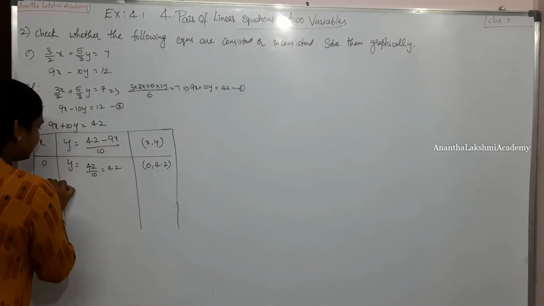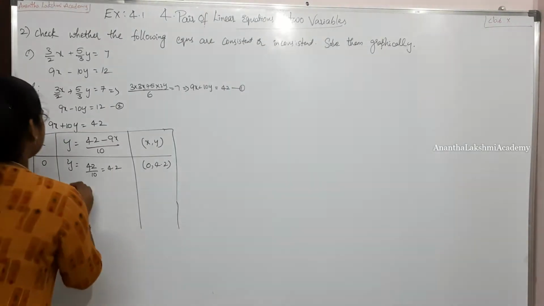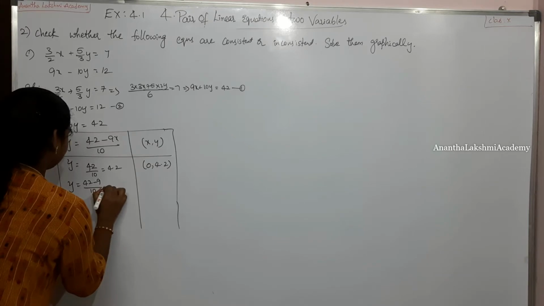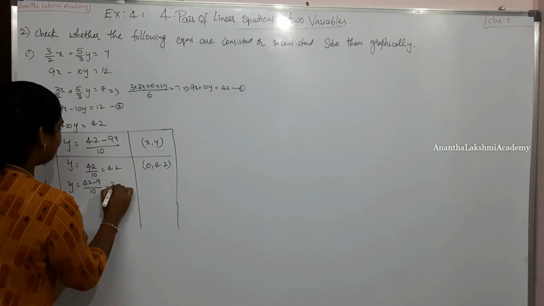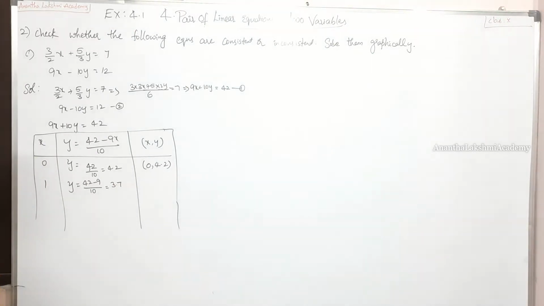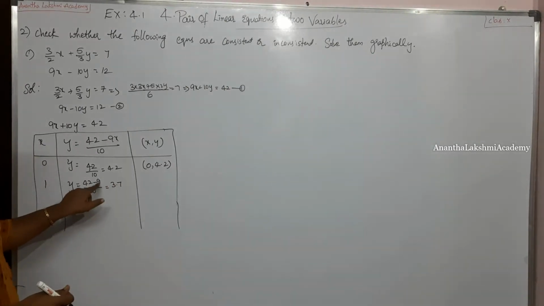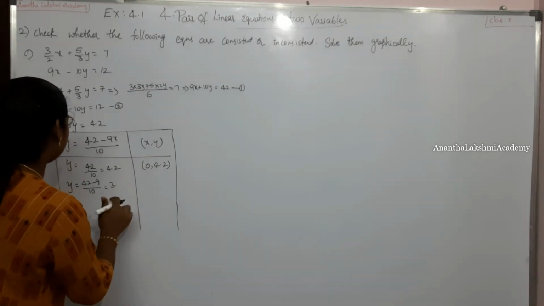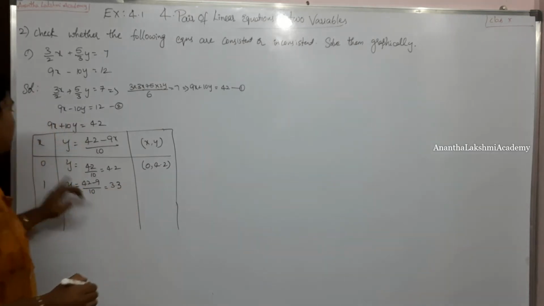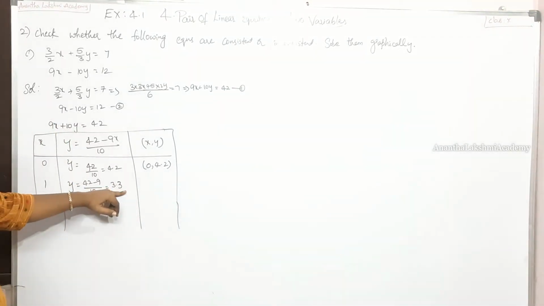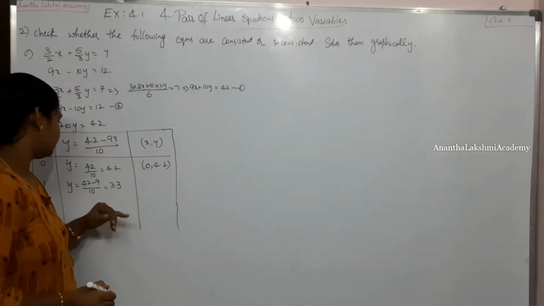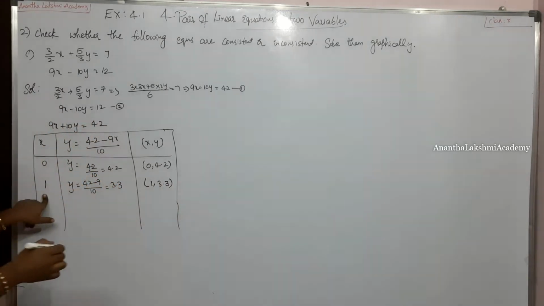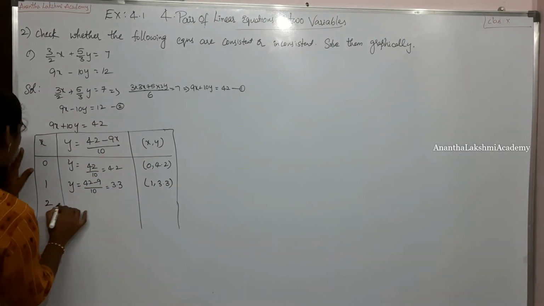Okay. Now let us consider the value of 1 for x. That becomes y is equal to 42 minus 9 by 10. This is going to be 3.7. 42 minus 9 is 33, so 33 by 10 is 3.3. This is going to be (1, 3.3).